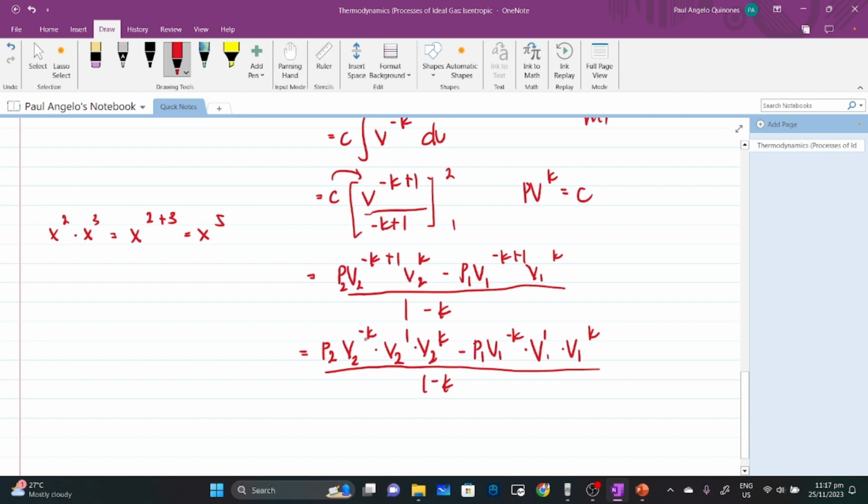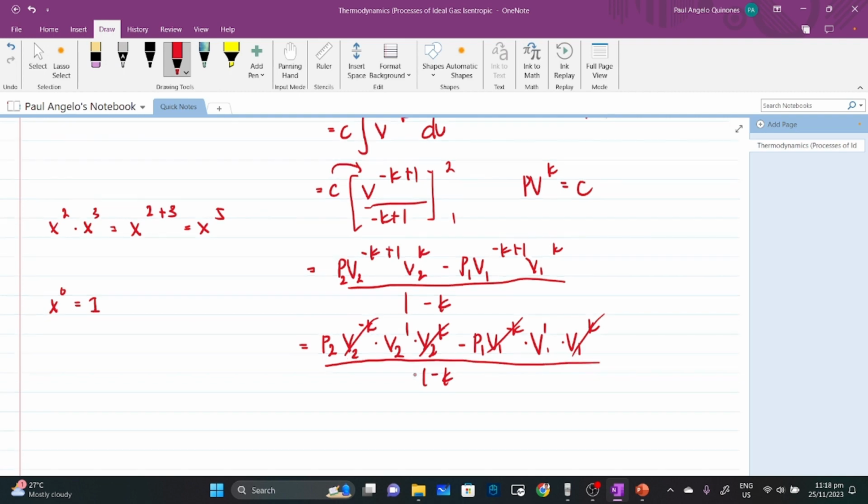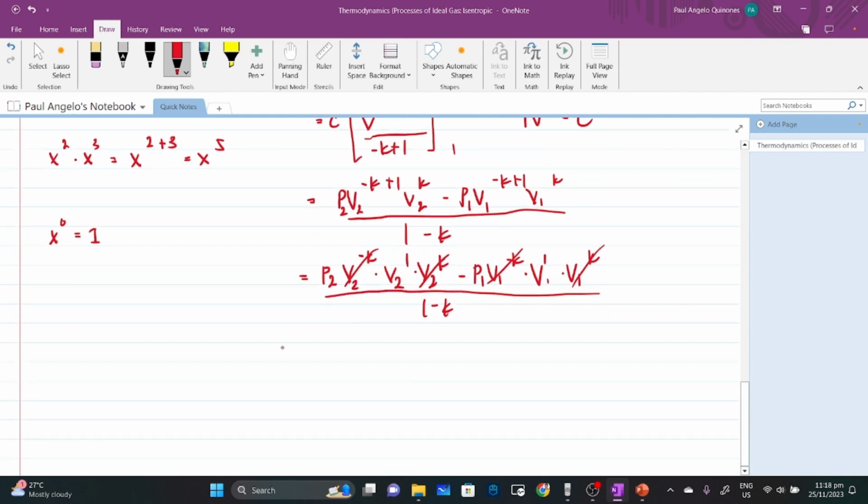So as you can see, negative k plus k, that will be 0. So if I have x raised to 0, that identity will be equal to 1. So this will cancel out, this will cancel out. Okay, so leaving us with the non-flow work for an isentropic process, that is p2v2 minus p1v1 over 1 minus k.